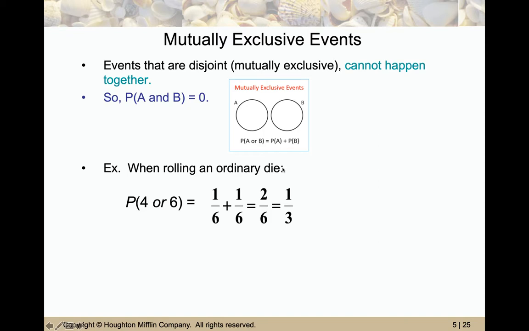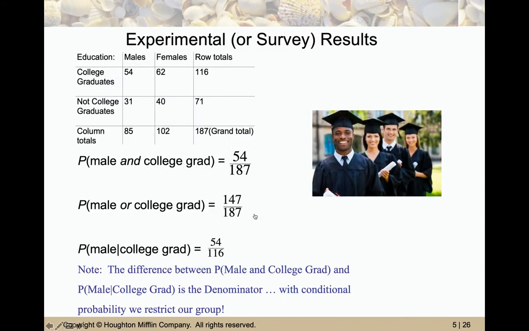So when rolling an ordinary die, the probability of rolling a 4 or a 6, they cannot occur at the same time. Okay, we're talking a single roll. You've got a 1/6 chance of rolling a 4. You've got a 1/6 chance of rolling a 6. So you have a 2/6 chance of rolling either one of those, which is a third.